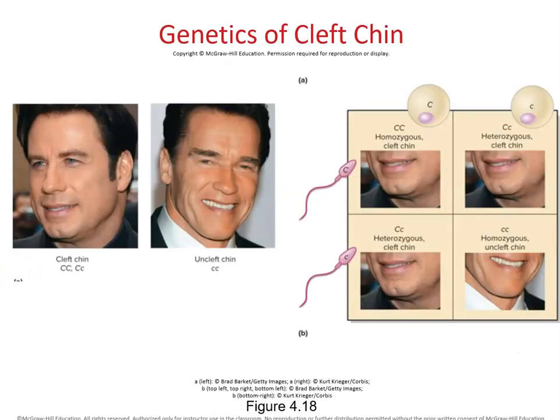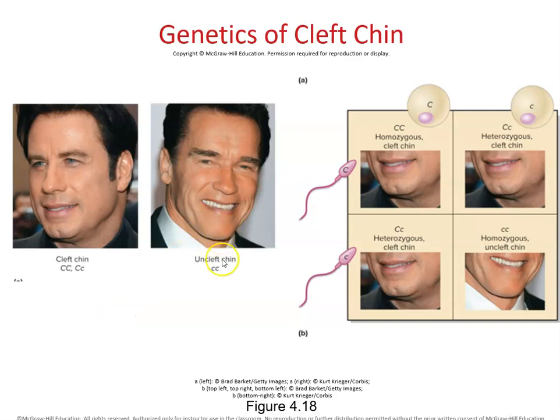So here we're looking at the trait of a cleft chin, this little dimple that some individuals have in their chin and other individuals don't have. A cleft chin can happen when we have a homozygous dominant genotype or a heterozygous genotype. In a homozygous dominant, we have 2 copies of the dominant allele. In a heterozygous genotype, we have a dominant and a recessive copy, and the dominant covers up the recessive.